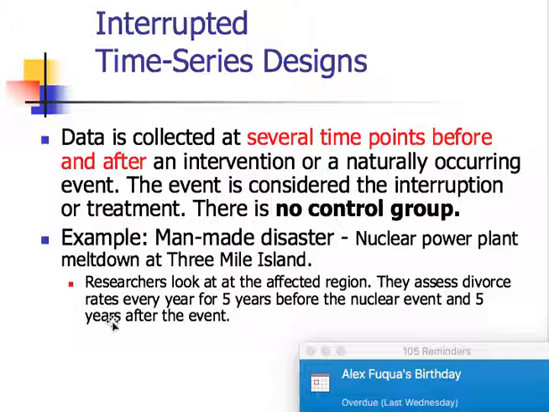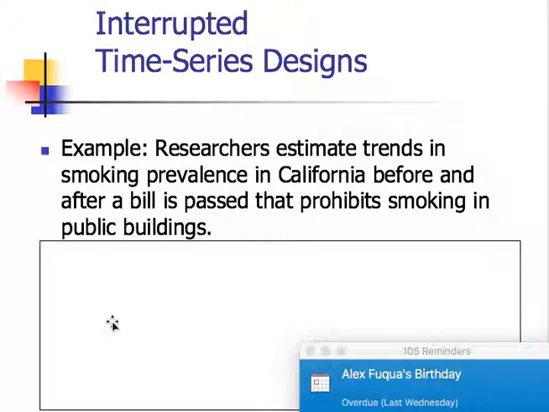So let's say the people who were studying Three Mile Island wanted to just look at people before and after the disaster who were in the affected area, who got their treatment. They would assess divorce rates, let's say every year for 5 years before the nuclear event, and let's say 5 years after the event, and then see if divorce rates were lower. Okay.